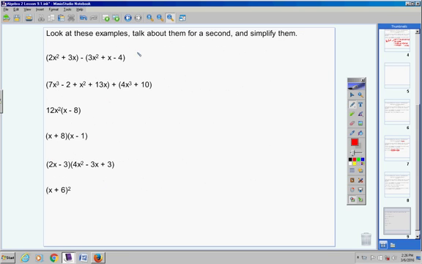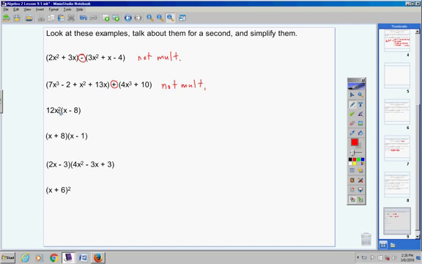Now, look at these examples. Let's talk about them for a second and simplify them, okay? Are you listening? Do you see the difference between each of these? What's in between the two parentheses here? Subtraction, a minus sign, so we are not doing what? We are not multiplying. Here, what's in between the two parentheses? Addition or a positive sign, so we are not what? Multiplying. Do you see that okay?